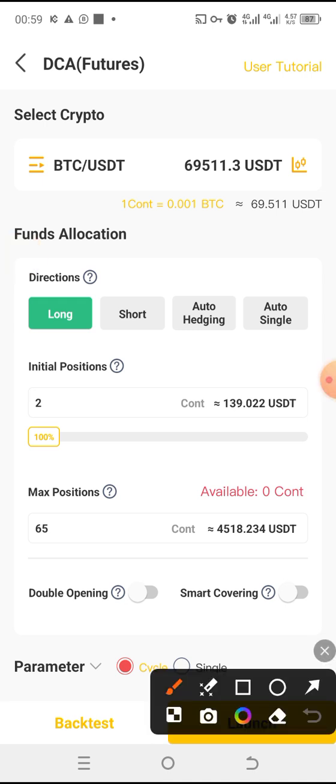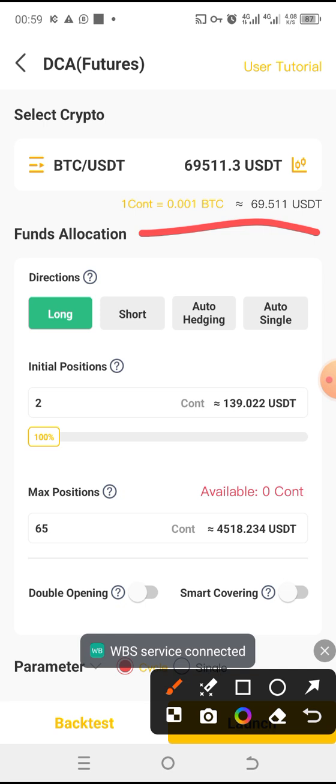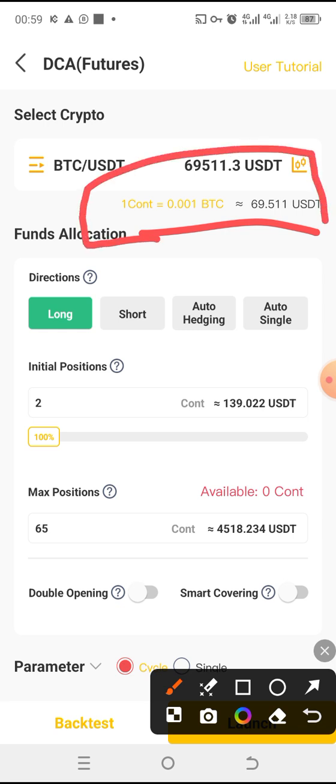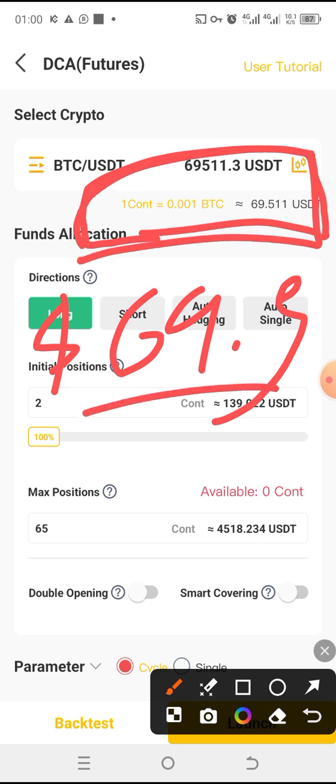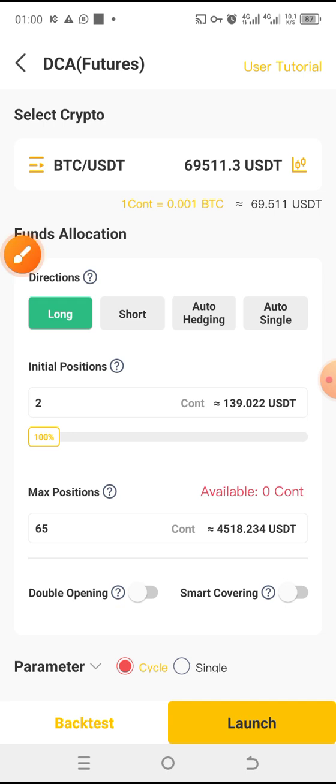Now, here we have one count equals 0.001 BTC, which equals 69.511. So if you're going to trade BTC with these instruments, that means you'll be having $69.5. That's the minimum you can trade. But this is futures. You can leverage to have this. The most important thing is for you to trade this. So you can now leverage to have it. So that's not going to be a problem.